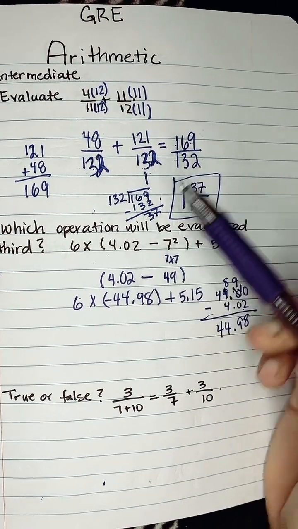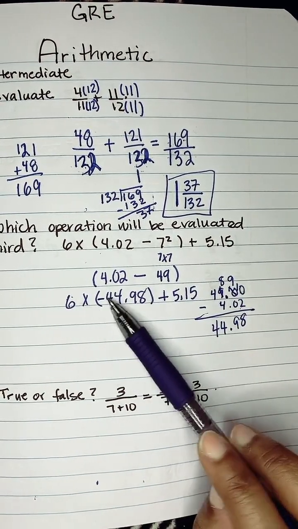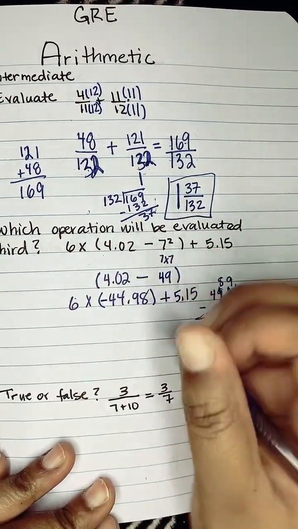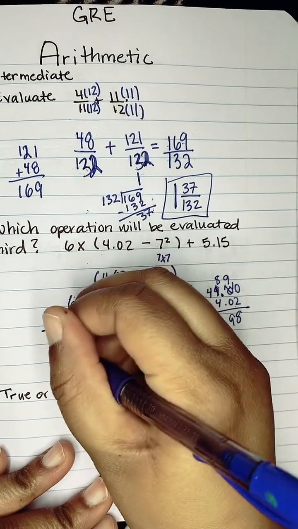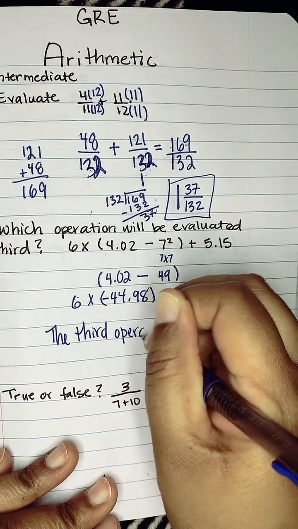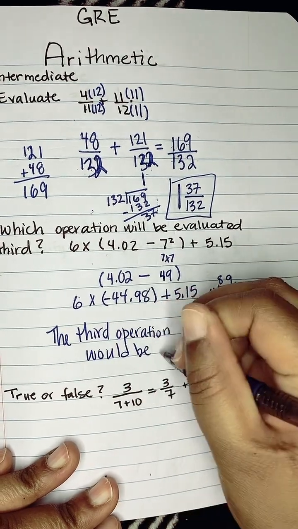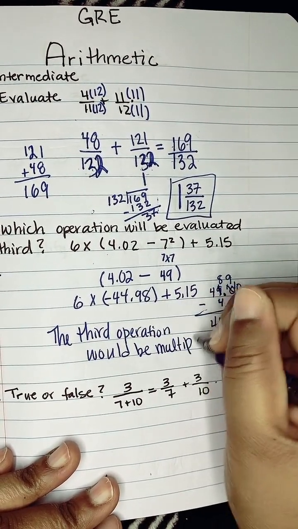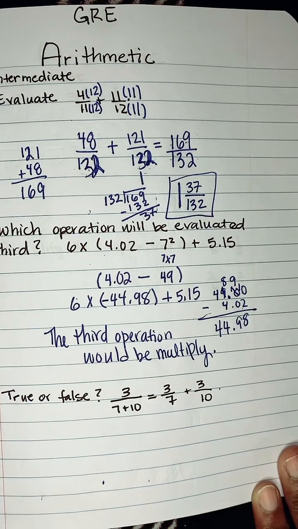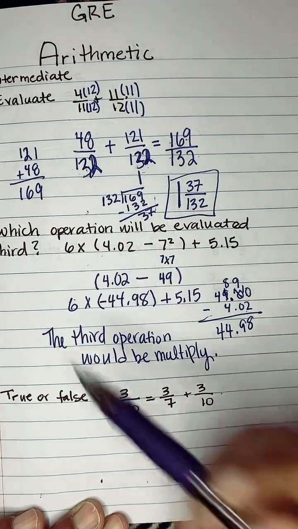So then what we would have to do next, so it's asking which operation would be evaluated third, is we would have to multiply before we can add. So to answer the question, the third operation would be multiply. So that's what our third operation would be. Okay. Yep. Multiplication. Good, Daryl. Yes. Multiplication. So that's our third one.